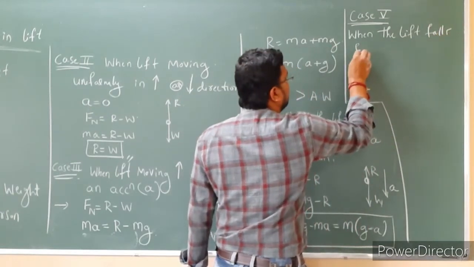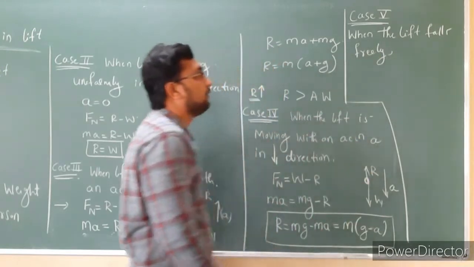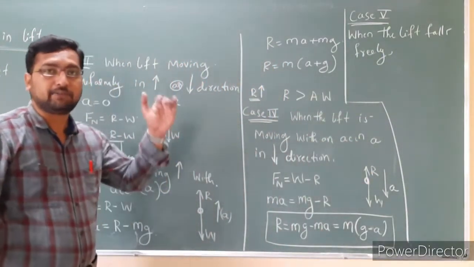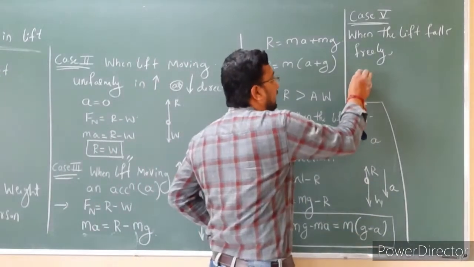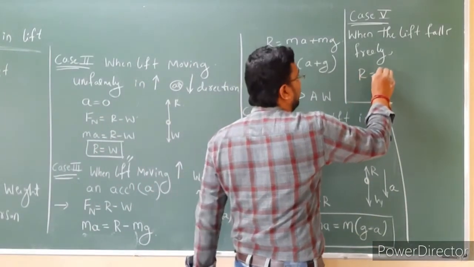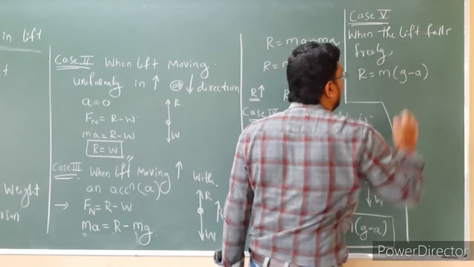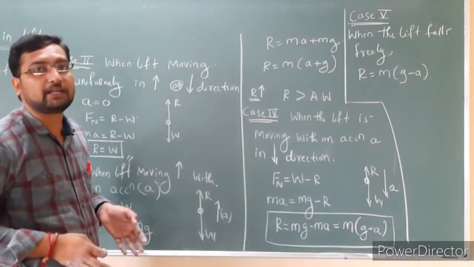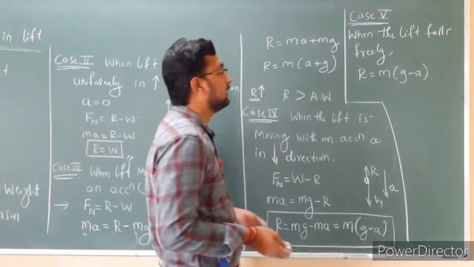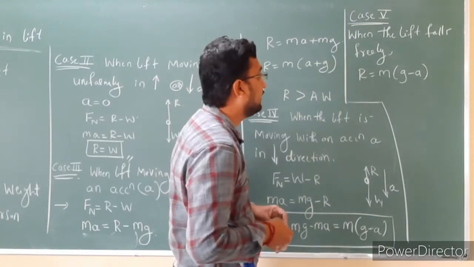And the lift falls freely. See, lift falls freely means in that case, the lift is moving in the downward direction. So this is the condition here: R is equal to m(g minus c). So when the lift is moving in the downward direction, the apparent weight of the person is equal to m(g minus c).